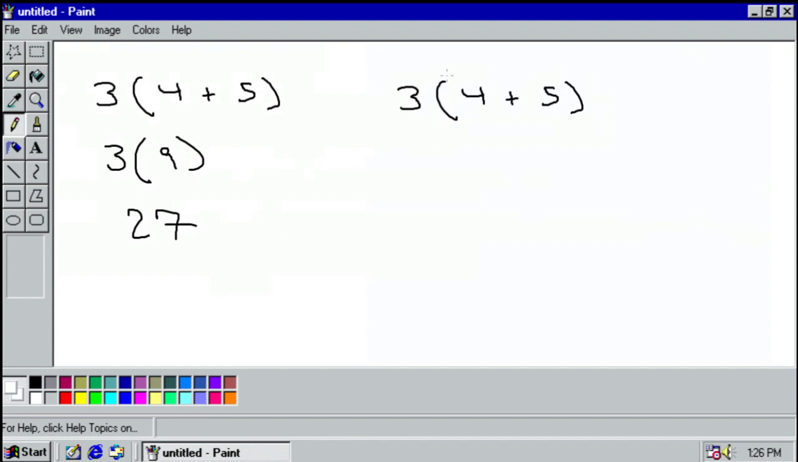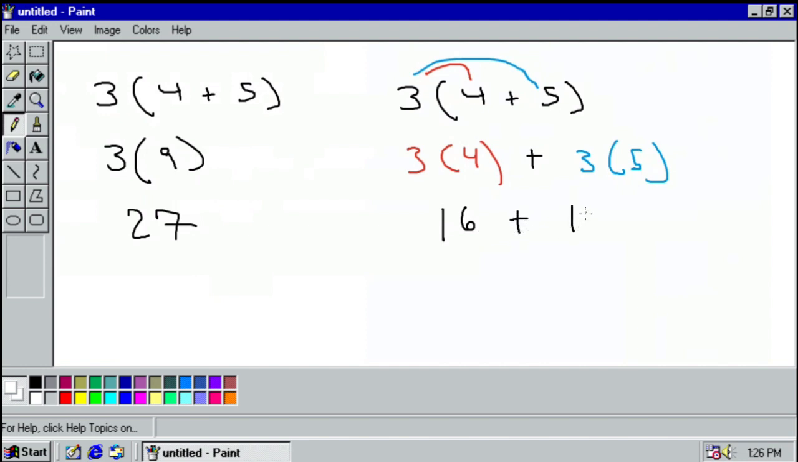Now, for this part, let's multiply first, which is 3 times 4, then since this is an addition sign, we should add an addition sign there. Let's multiply 3 and positive 5. So as you can see here, we have 16 plus 15. 10 plus 10 is 20, and 6 plus 5.